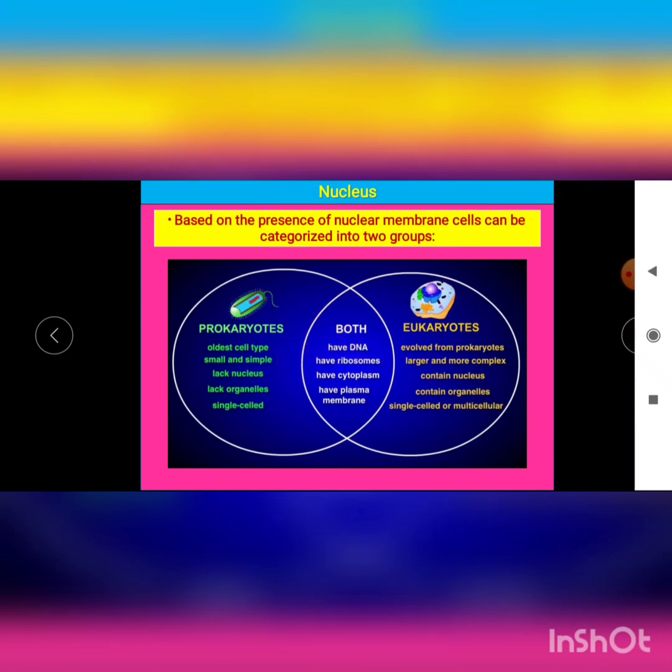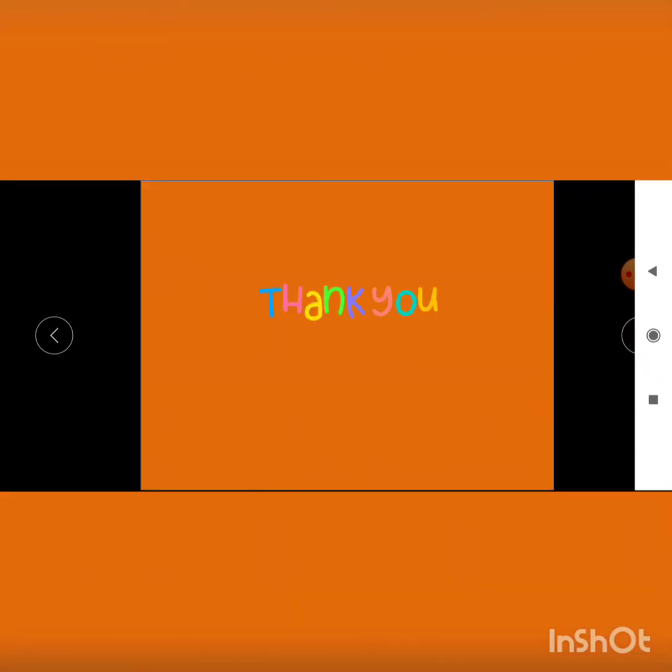But both of these, prokaryotes and eukaryotes, also have some similarity between them, which is both have DNA. Of course, they both have genetic material. Both have ribosomes which make up the protein. Both have cytoplasm, the jelly-like substance, and both have plasma membrane, the outermost covering. So these are the similarities between prokaryotes and eukaryotes, while these are differences between these two. I hope you understood the difference between prokaryotes and eukaryotes.